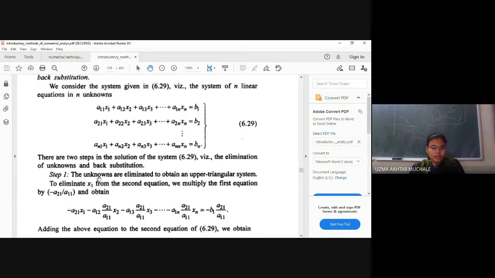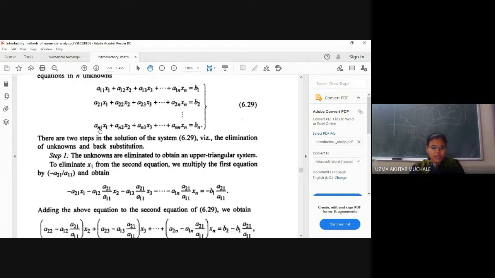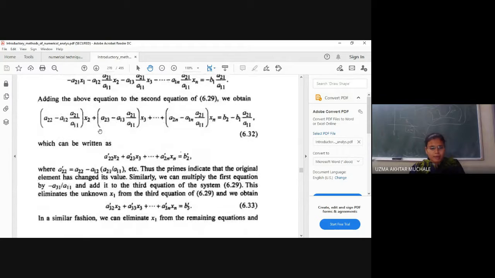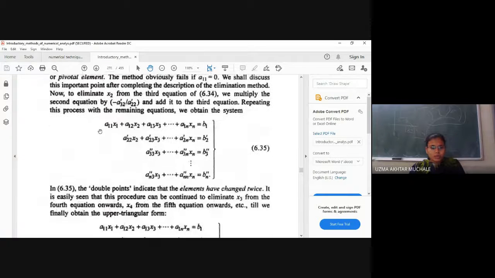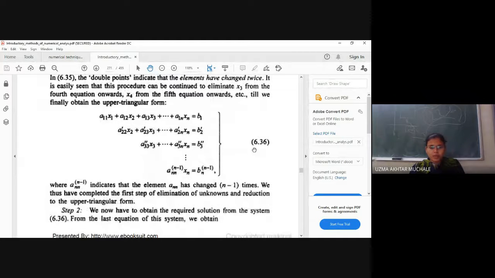The unknown terms are eliminated to form the upper triangular matrix. To eliminate x1 from the second equation, we have to make the coefficient a21 equal to 0. How to make it 0? Multiply by minus a21 divided by a11 and then subtract the two equations. After subtracting, you get the result. You apply this procedure many times to reduce the matrix to the form we have in equation 6.36.